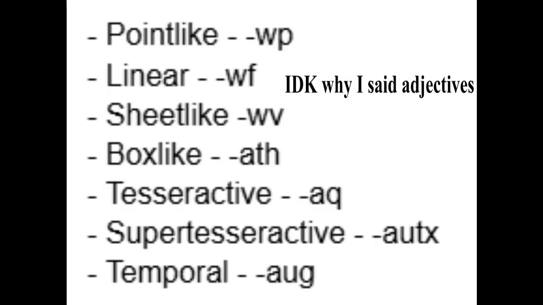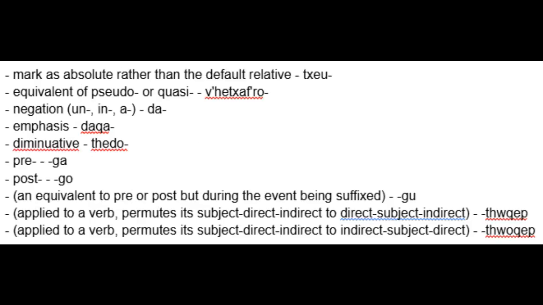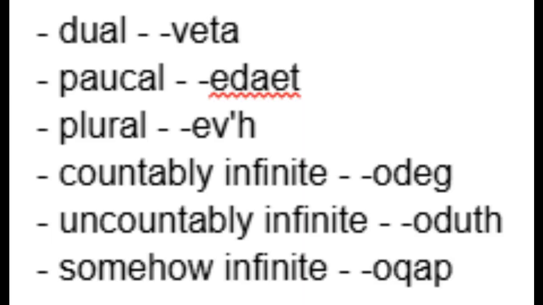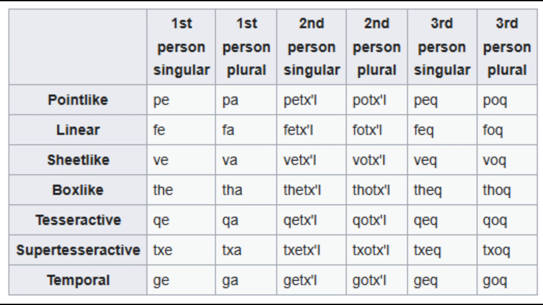Noun class, adjectives, part of speech changes, qualities which can mark as absolute, pseudo or quasi, negation, emphasis, the diminutive, pre and post, an equivalent to pre and post but during, and permuting some arguments around for verbs. Finally, there is the number, which can be dual for 2, paucal for a few, plural for many, countably infinite, uncountably infinite, or somehow infinite, where you don't know how infinite it is. Currently, the pronouns don't actually have this, they're just singular and plural, but the nouns do.